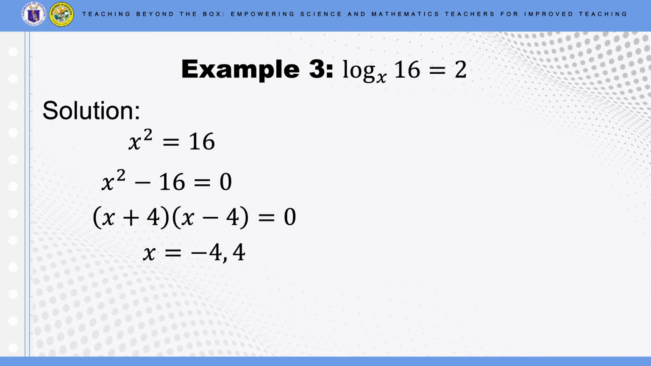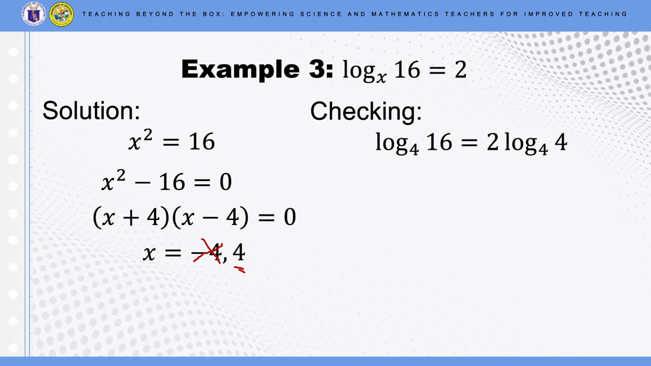Apply the zero product property. Therefore, we get x equals negative 4 and positive 4. As you can see, in the given problem, x is the base. The base must not be a negative number. Therefore, negative 4 is not part of the solution. Let us try to see if it is really a solution.